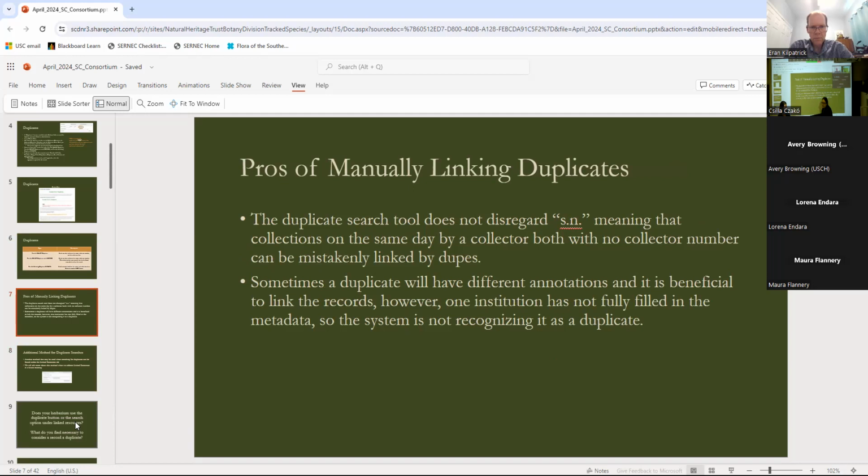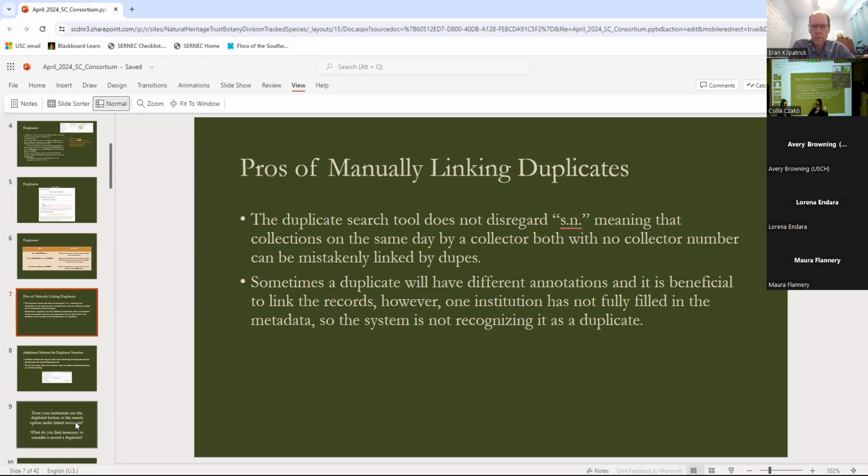So the pros of manually linking the duplicates, where I don't know if you guys are familiar with the built-in duplicate matching options. Currently, if it says S.N. when you run that under the administrator panel, it will actually go ahead and consider that a duplicate. So if it's a collector and it's the same date and they both have S.N., but there's no collector number, it is tempted to put those together as duplicates. So that's something that we're actively investigating the best way to handle. And we have had volunteers and people who work with our data go ahead and manually connect them just to be sure.